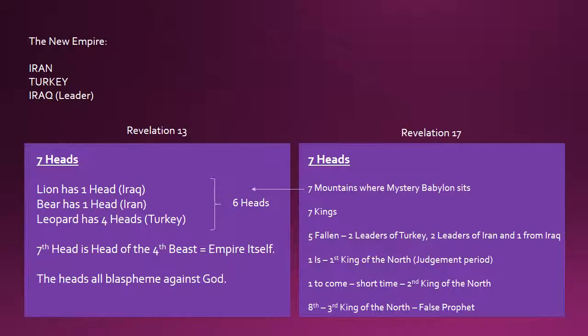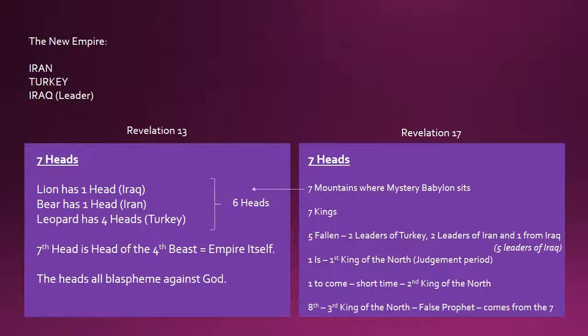Now the 8th king also comes from the previous 7. So this could refer to the location of the Kurdistan region that covers part of Iraq, Iran and Turkey. Or the 5 fallen may all be from Iraq, which would mean that there would need to be 2 more leaders of Iraq to rise to power before this part is fulfilled. At the moment I am unsure which option it is.